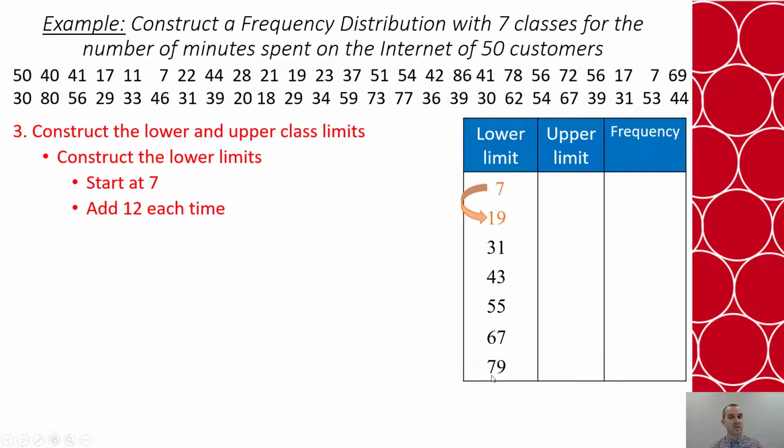Now why do I stop at 79? How many classes did I want? I wanted 7 classes, so 1, 2, 3, 4, 5, 6, 7. I have all my lower limits. Now I need to create my upper limit.